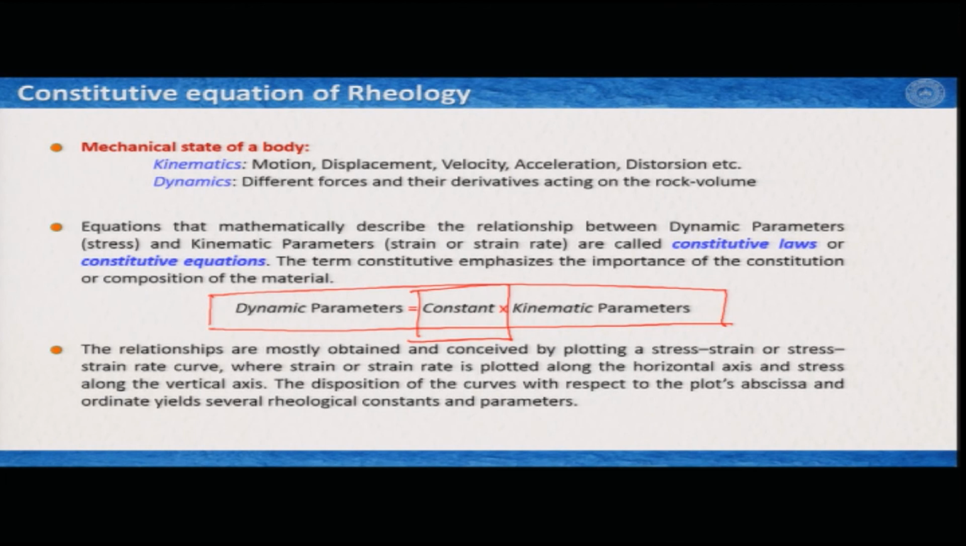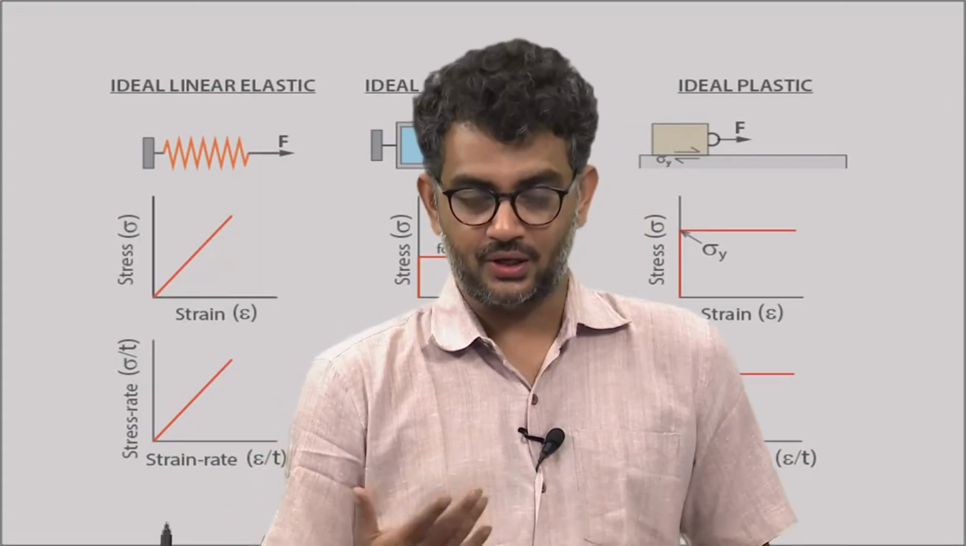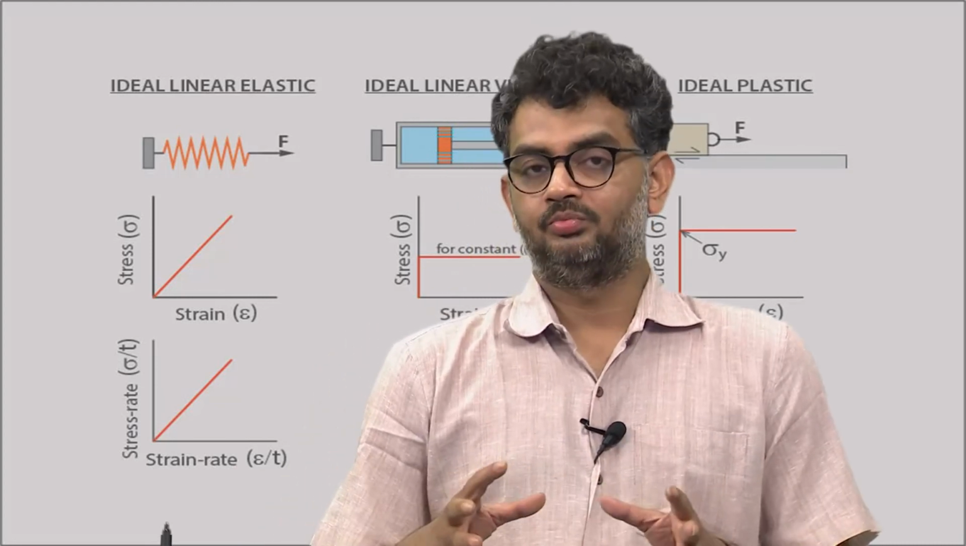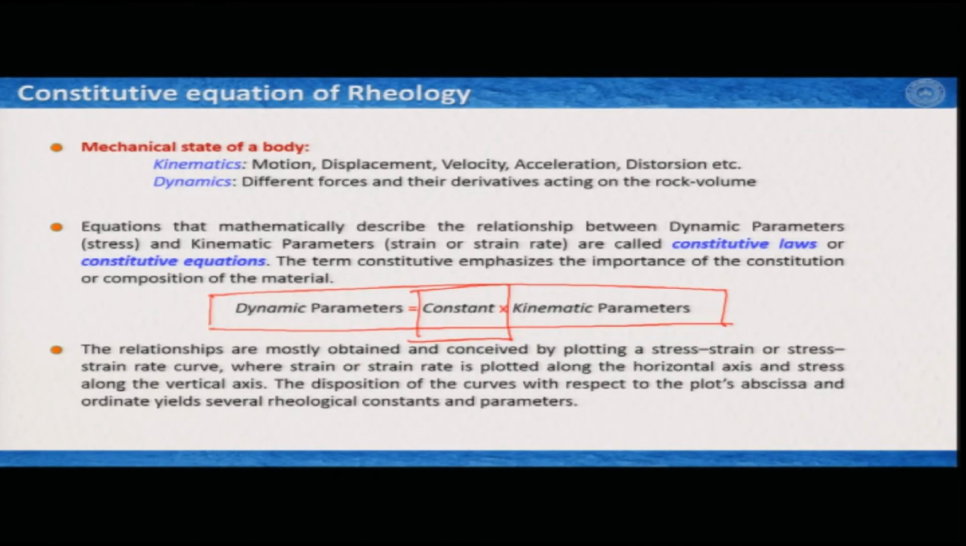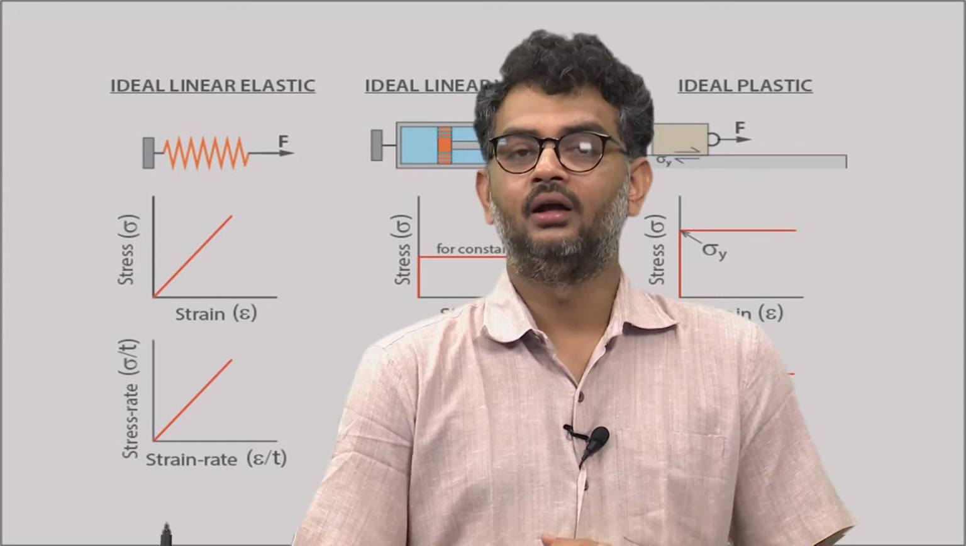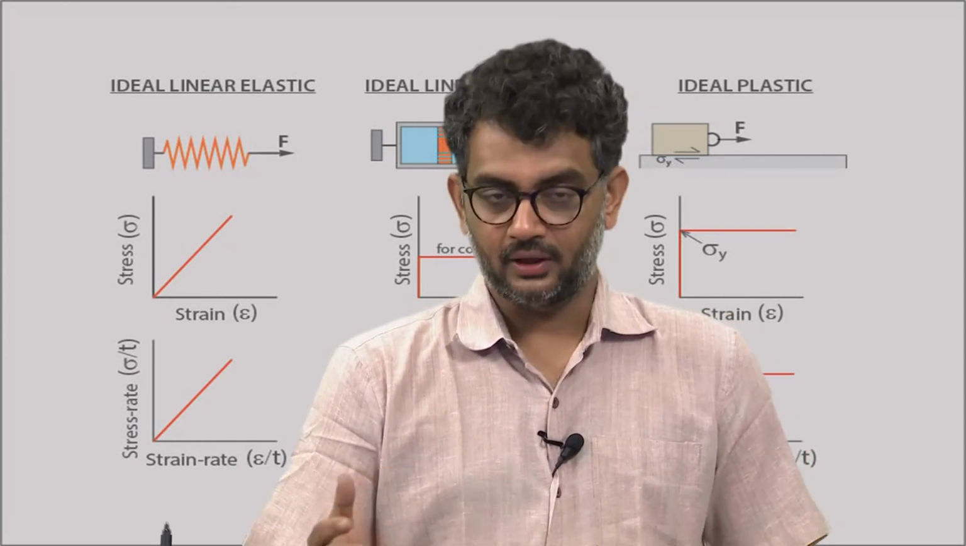and conceived by deformation experiments at various conditions in the laboratory. They are seen in the form of stress strain or stress strain rate curves, where strain or strain rate is plotted along the horizontal axis and stress is plotted along the vertical axis. From the disposition of the curves, their different orientations, the different ways they appear within the framework of the stress strain or stress strain rate plot, one can figure out the rheological properties or rheological constants for that particular deformation behavior. So, we will take a break and we will move to the next segment, where we try to classify the rheological part, and that we will cover in the next segment.